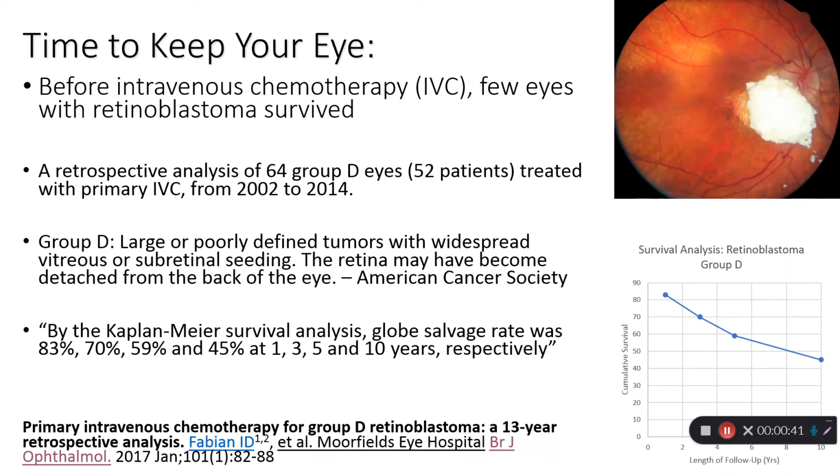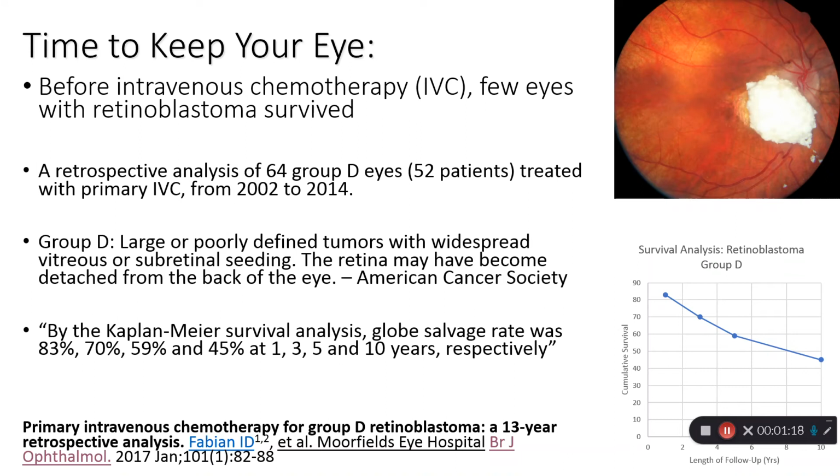Before intravenous chemotherapy, few eyes with retinoblastoma survived. Retinoblastoma is a type of cancer that young children between the ages of 1 and 5 typically get. There's lots of different stages which you'll get into later in your curriculum. But this study looked at people in Group D. Group D people had a pretty late-stage disease, defined by large or poorly defined tumors with widespread vitreous or subretinal seeding, and the retina may become detached from the growth of the tumor. We've got a picture up here of a retinoblastoma in the upper left-hand corner.